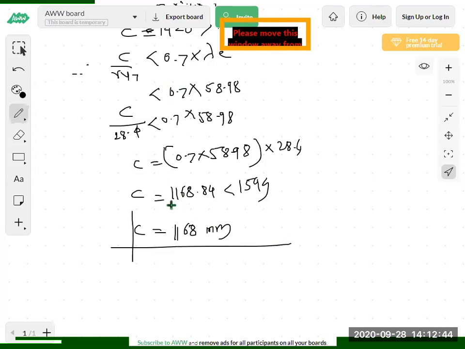So the second condition got satisfied, and this value is again less than this value, so we can use this C value, 1168. So write this.